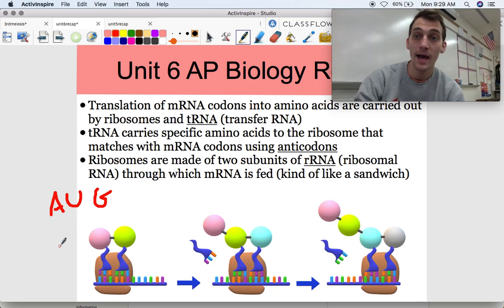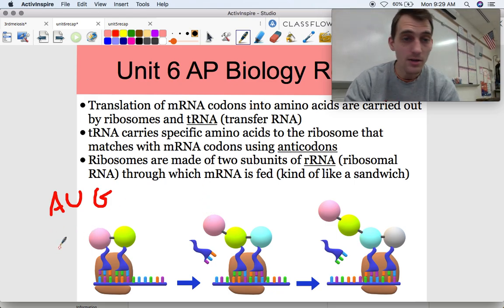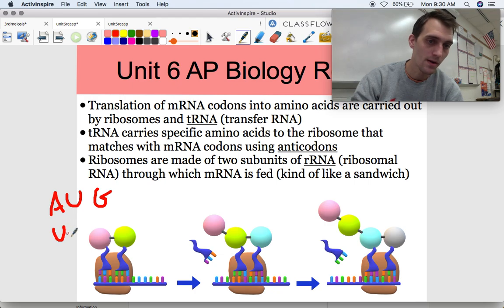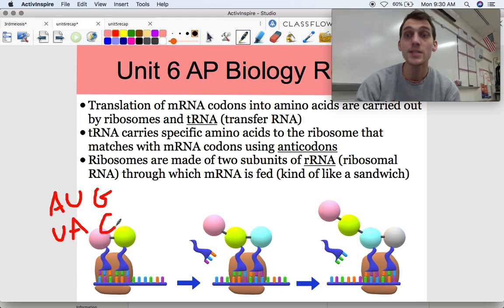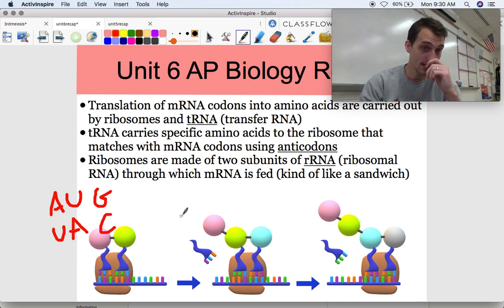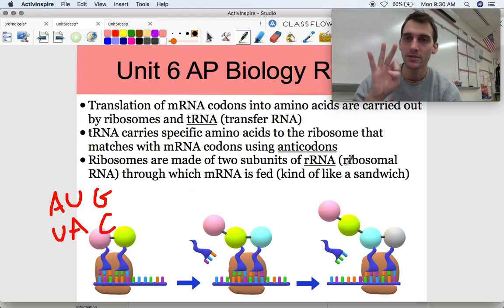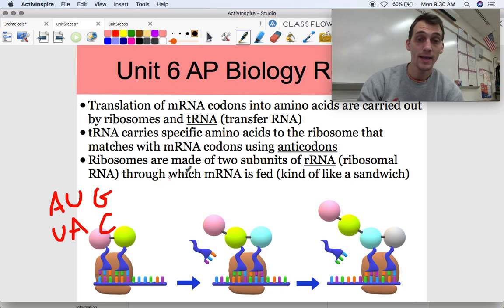So the anticodon for AUG is going to be UAC. And notice I'm still using U because RNA has U, right? And there's my crappy handwriting there. But yeah, that's what an anticodon is, right? Every tRNA molecule is going to have an anticodon that matches up with that mRNA codon and a specific amino acid to carry. Ribosomes are made of 2 subunits of rRNA. Here's our third type, ribosomal RNA, through which mRNA is fed kind of like a sandwich, right?